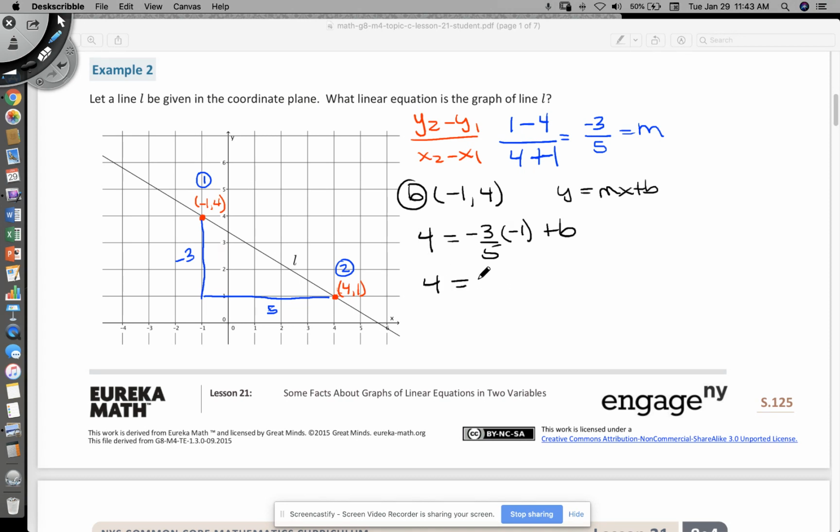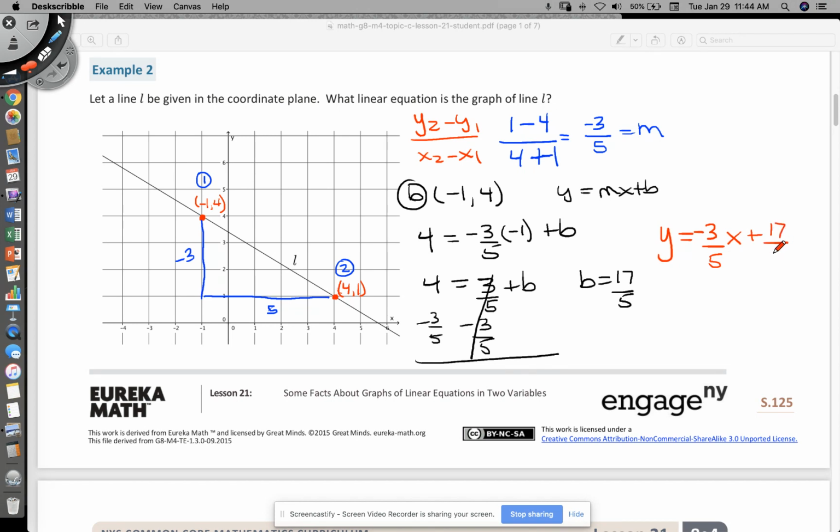We get 4 equals a negative, and a negative equals a positive. So this is going to be 3/5 plus B. I'm going to subtract 3/5 from both sides. They cancel out here. And 4 take away 3/5 gives me 17/5. So B equals 17/5. Now I can write my final answer. Y equals my slope, which we found was -3/5, x plus 17/5. And that's my final answer.